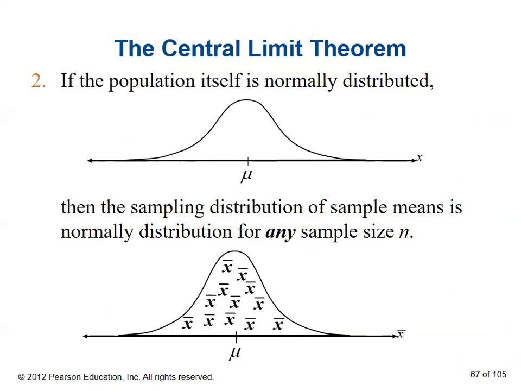If it doesn't tell you you have a normal distribution to start with, then you have to have a sample size of at least 30, or you're kind of stuck. You can't do anything. Okay? So far, so good?